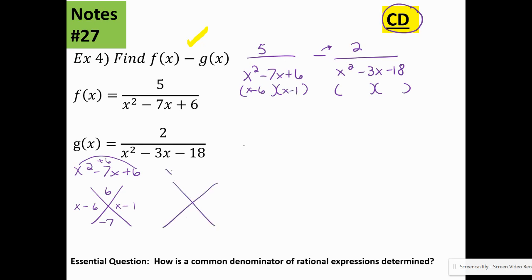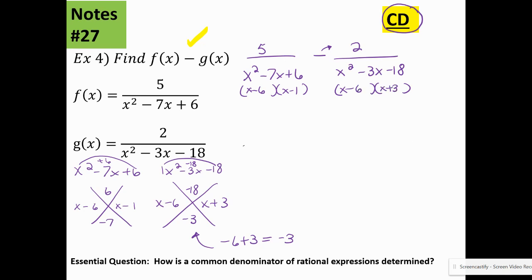I'm going to factor the other one. So it's a negative 18. That gives us negative 3. What multiplies to 18 and gives us a negative 3? It's got to be a 6 and a 3. So I need x minus 6, x plus 3 would give us negative 3, right? Negative 6 plus 3 equals that negative 3. So you got to watch your signs. So I need x minus 6 and x plus 3.